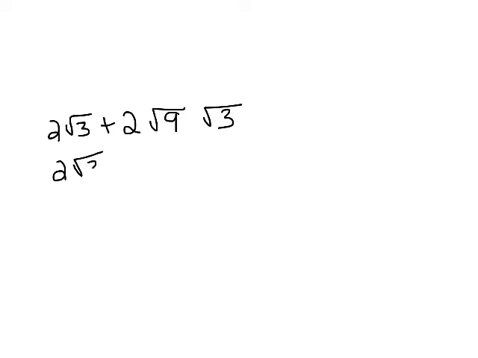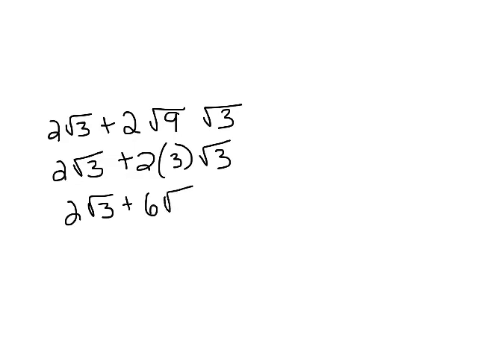So I have 2 radical 3 plus 2. The square root of 9 is 3. And that's times radical 3. 2 radical 3 plus 6 radical 3. Now my radicands are identical. That's like adding 2x plus 6x. We add the coefficients only, and we get 8 radical 3. So that's a quick review of all the radical operations that we're going to practice more during class.